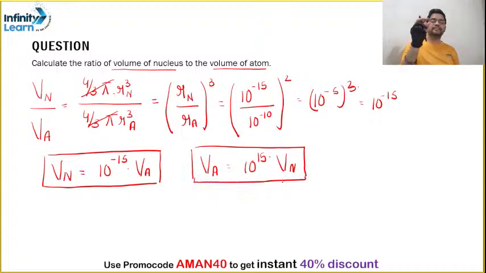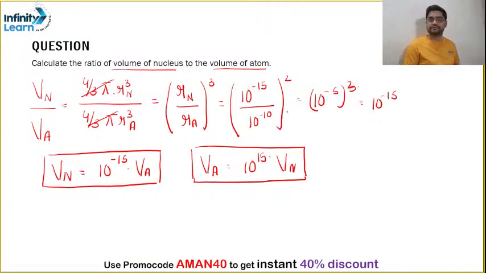It's like placing a tennis ball at the center of an entire cricket stadium. It is that difference. So the nucleus is the tennis ball, whereas the entire stadium is the atom. It is so hollow.